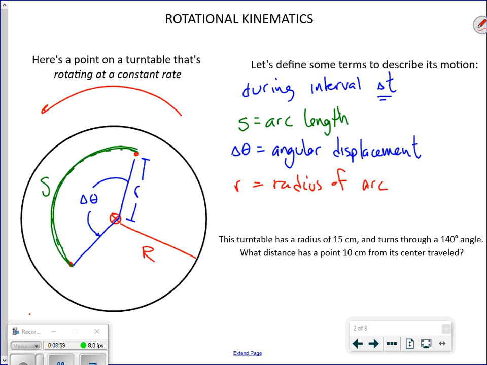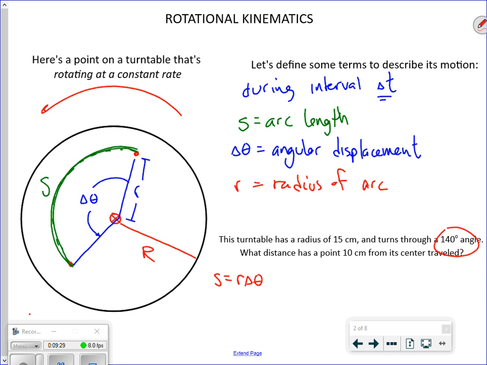Now, here's the thing. We've got a turntable, as an example. The turntable has a radius of 15 centimeters and turns through this angle. What distance does the point travel? So here's the deal. Some of you remember that there's a relationship between S, R, and delta theta, and that is that S is R delta theta. And if you don't remember that, well, there you go.